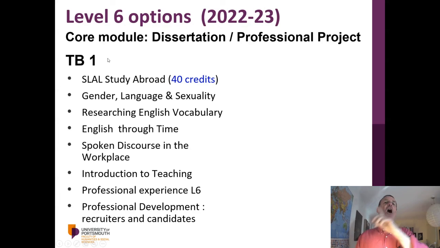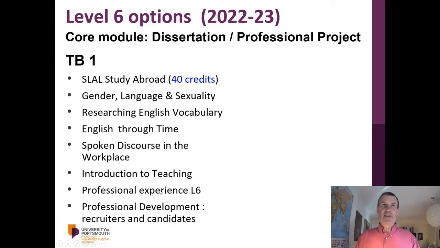And you do that over the year. It can be on anything related to the course. And then, again, you choose 2 options. Here we go. You could do gender, language and sexuality, researching English vocabulary, English through time, that's how English has changed from the past and then looking into the future. Spoken discourse in the workplace, especially if you're interested in English for professional purposes, or an introduction for teaching.